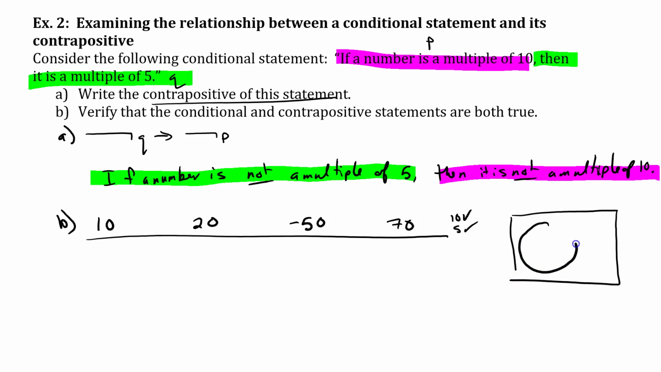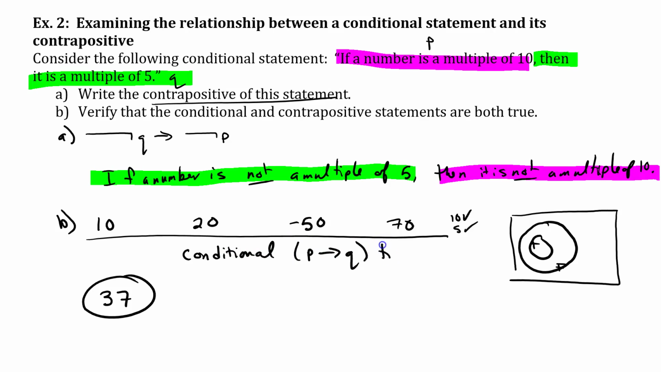the multiples of 10 are held in all the multiples of 5. We would say that the multiples of 10 are a subset of the multiples of 5. So if a number is not a multiple of 5, then it is not a multiple of 10. So I'm thinking 37. Oh, I should say conditional true, or P implies Q, true.